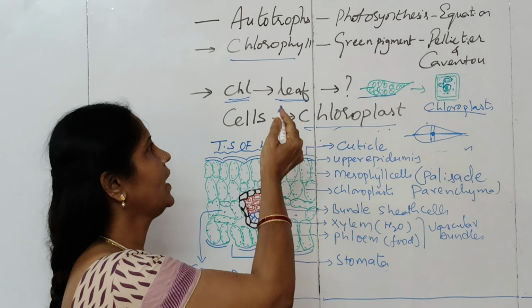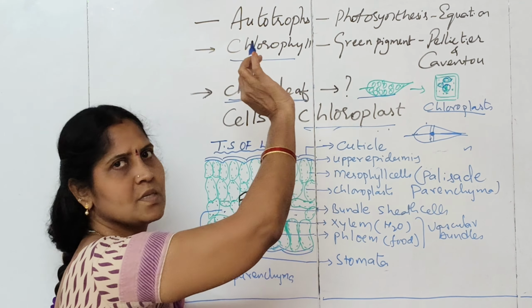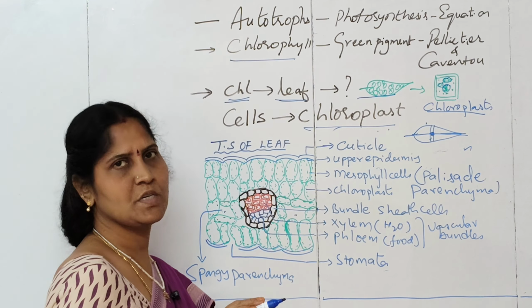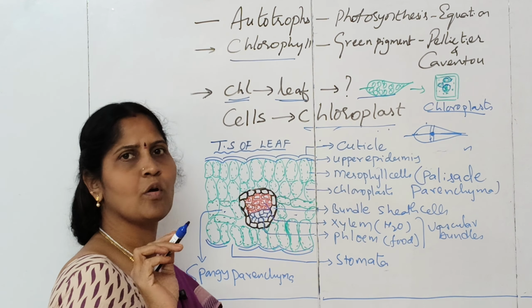Welcome back to one more class on autotrophs. So in the last class we have seen what autotrophs are, what photosynthesis is. We have also gone through the equation for photosynthesis. So today let us understand where the chlorophyll is present.